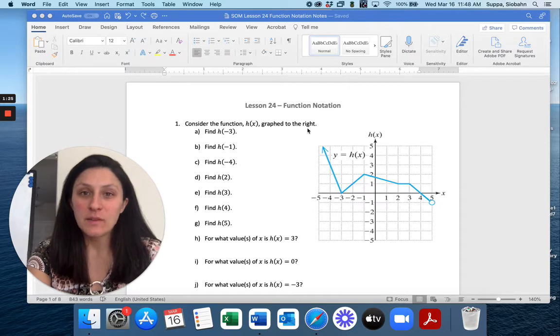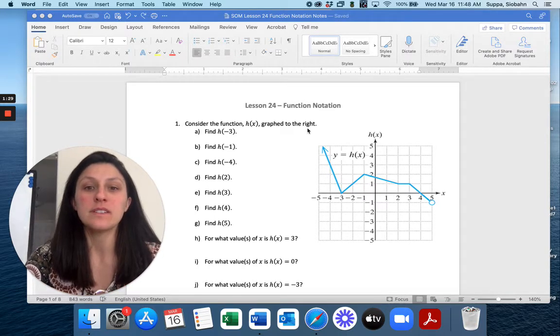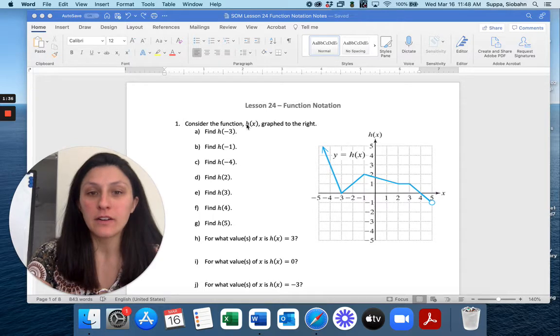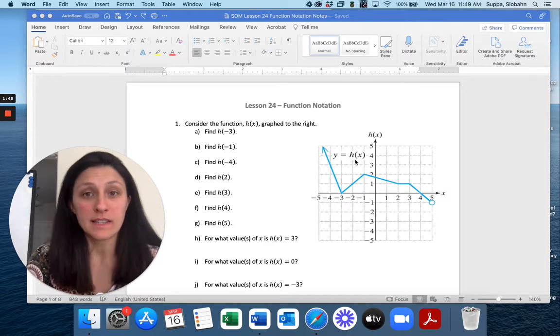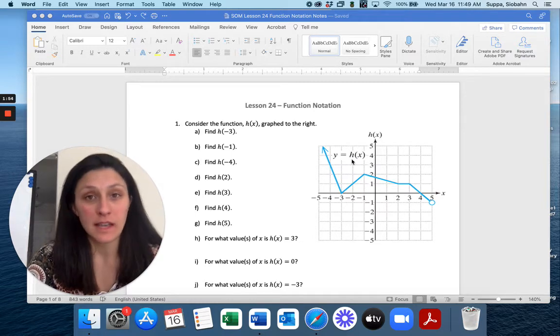Okay, so with all that in mind, we're going to move right into this new notation. So typically, you'll see notation that looks like a letter, and then parentheses, and then the independent variable name on the inside. So this function is called h, and in this particular case, y equals h of x. So what that is saying is that y is a function of x, and that function's name is h.